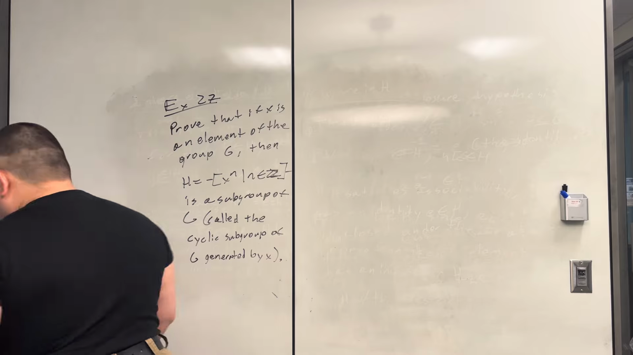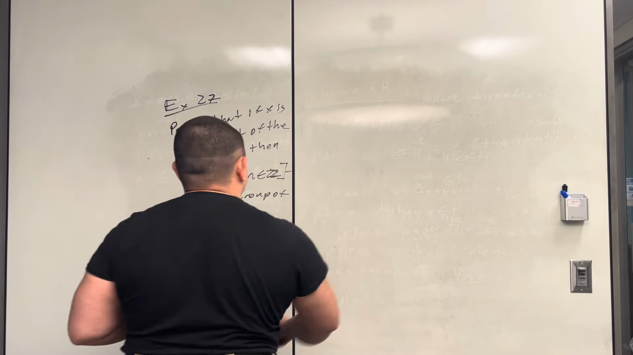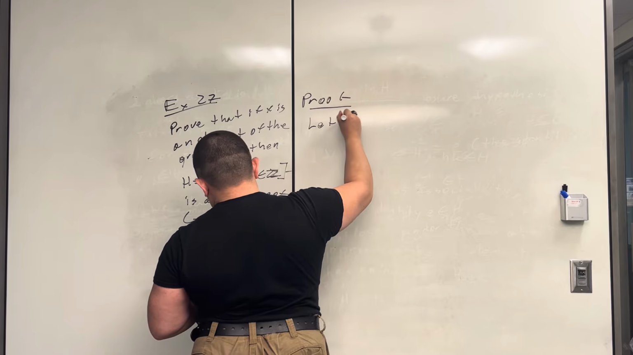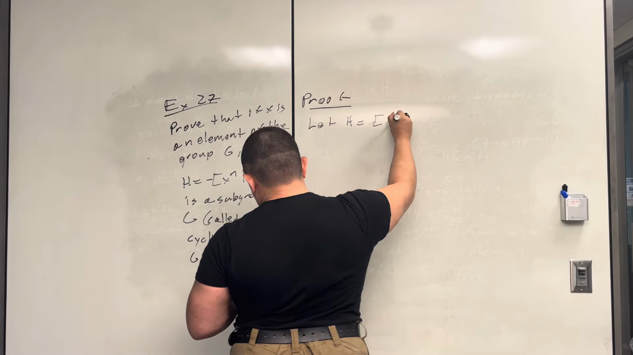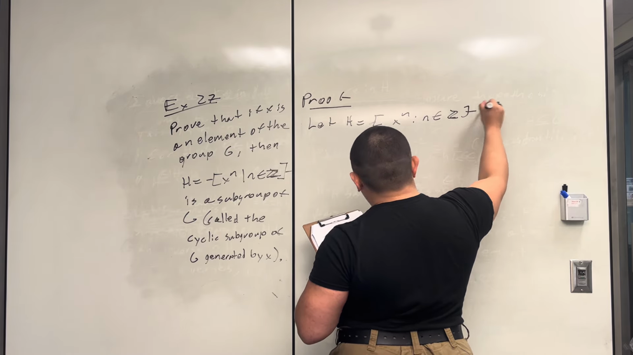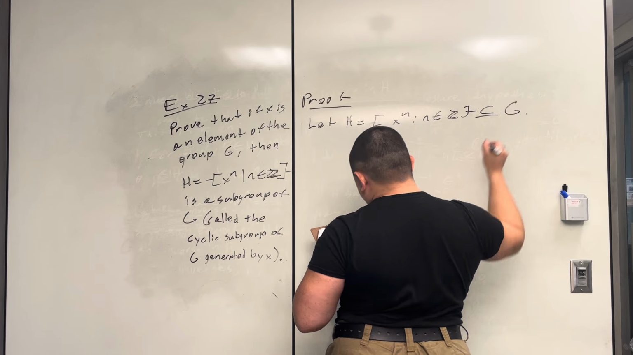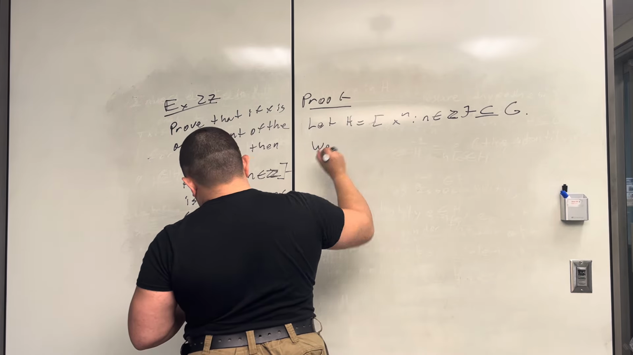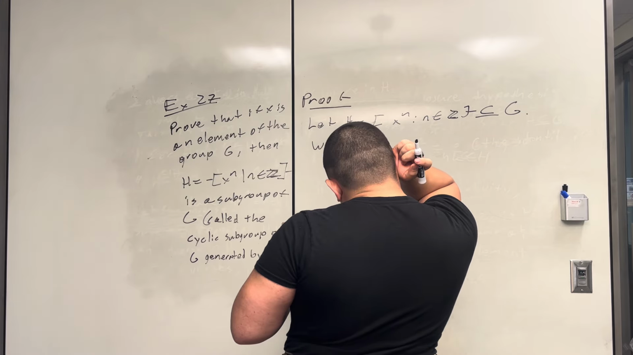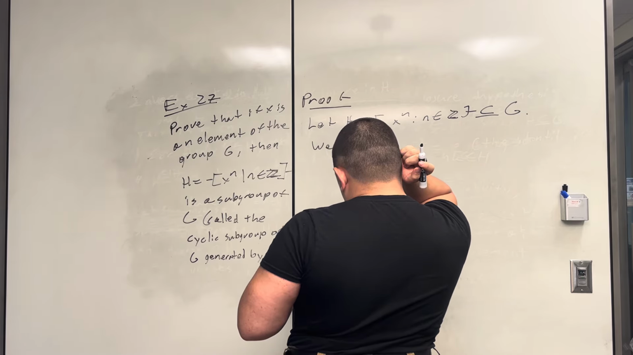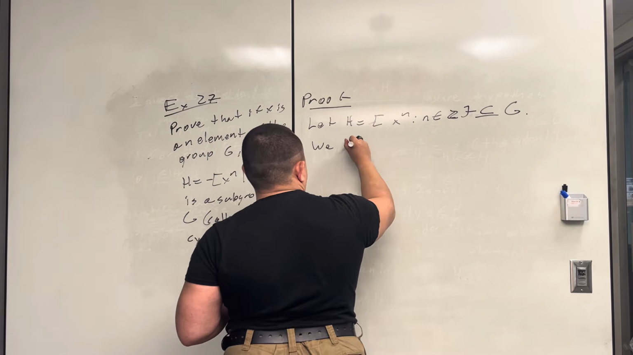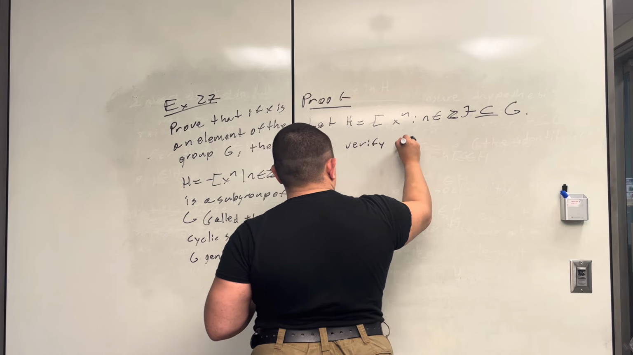So let's get into this a bit more rigorously with a proof. Let H equal the set containing x to the n such that n is within the integers, where x is an element of G, and that whole thing is a subset of G. We verify the subgroup conditions.